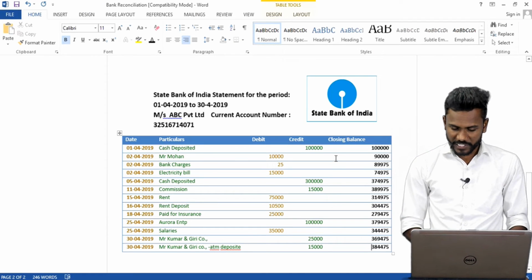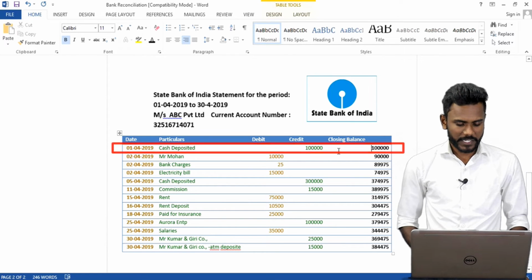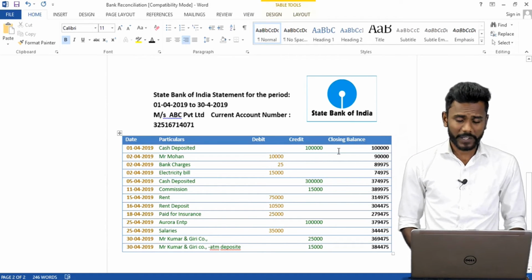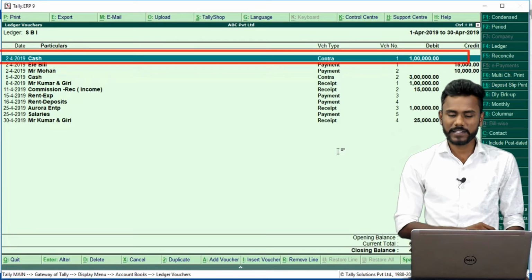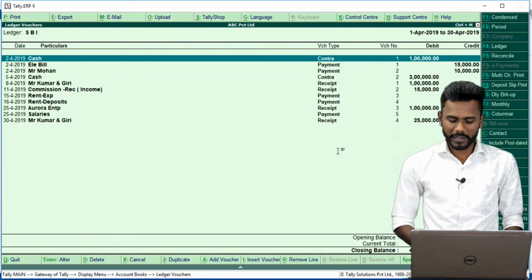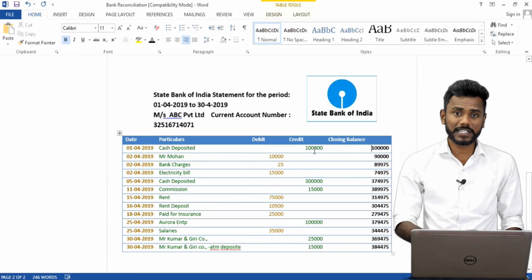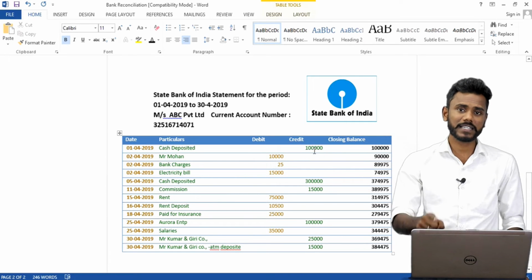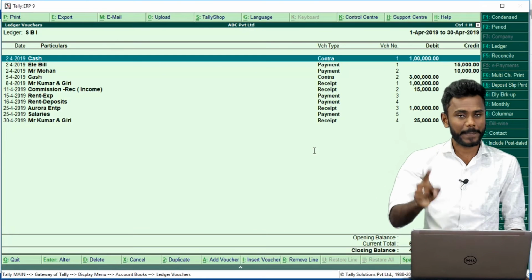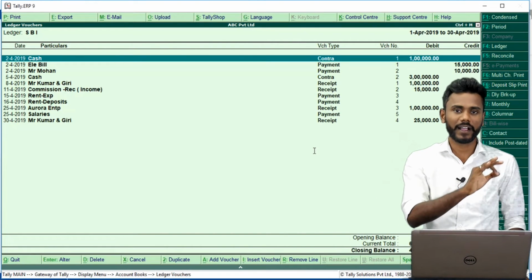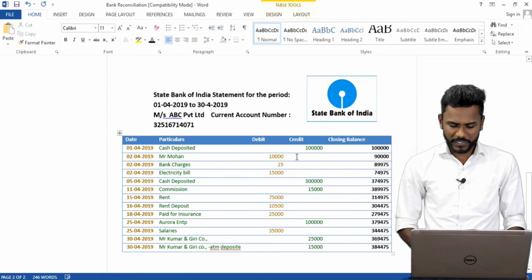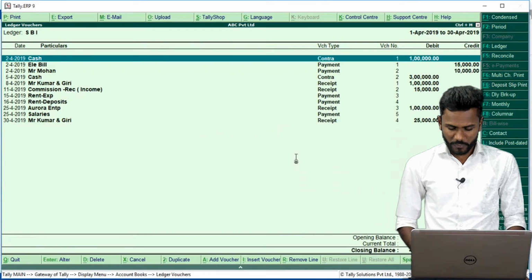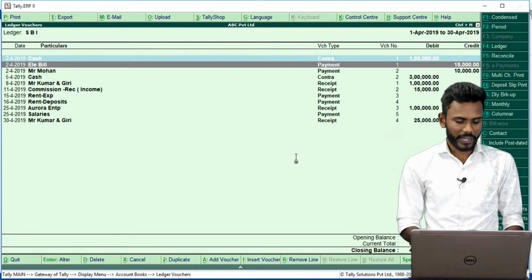Yes, we have the first transaction on 1st April 2019, cash deposited, rupees 1 lakh. The banker recorded the transaction, and we also recorded the same transaction as received. Now you may see that in the bank it is recorded on the credit side, so it has to be recorded on the debit side of your account. Yes, it is recorded correctly. Next, on 2nd April, we paid Mohan around rupees 10,000, so we recorded it as paid. Yes, it is also recorded.